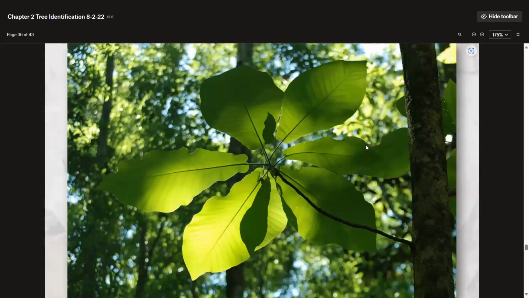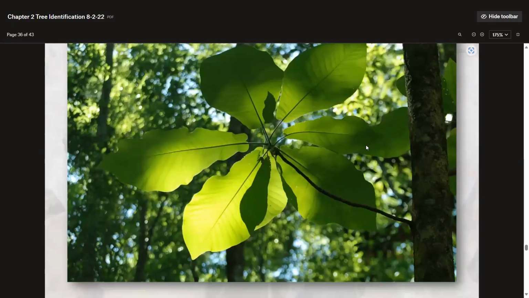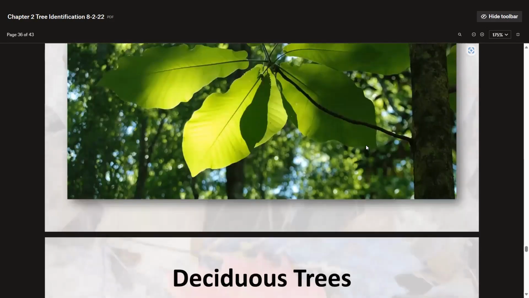All right, here's another one. Let's look at this one. Kind of reminds me of a palm. Yeah, palmate, right? And that lovely tree is a type of magnolia. So, yeah, that grows here, grows native. So, beautiful tree.